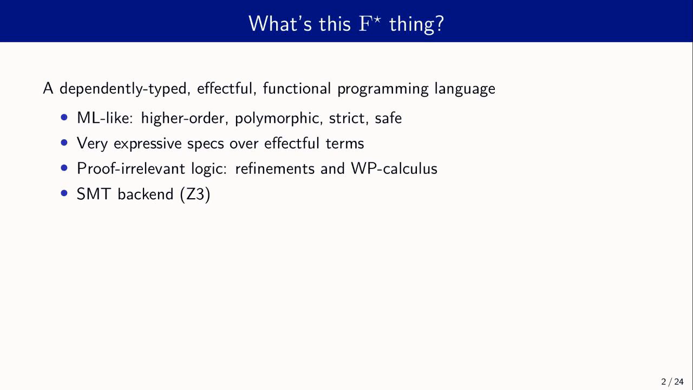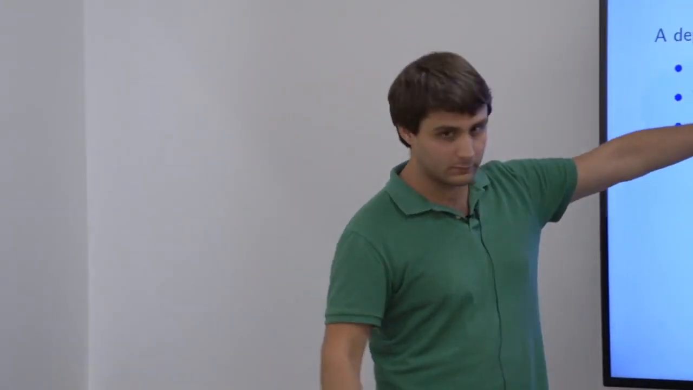So, very briefly, I really don't want to spend a lot of time. In one slide, I can say that it's a dependently typed, effectful functional programming language. It's designed for verification, and not only that, but it's designed for efficient verification. So to not spend a lot of time trying to verify your programs, but leverage automation as much as possible. So it's in the ML family. It's a higher order language, polymorphic, strict, safe, type inferred, all of the usual things you would expect.